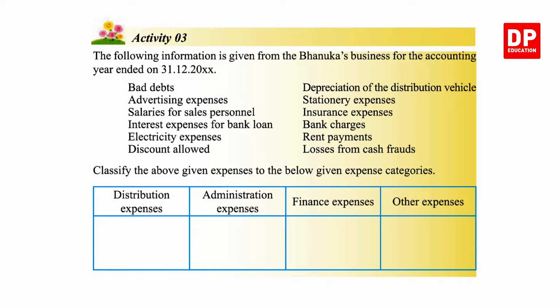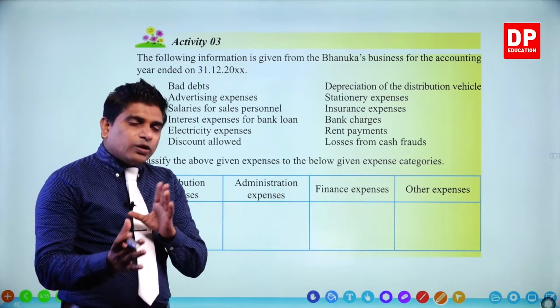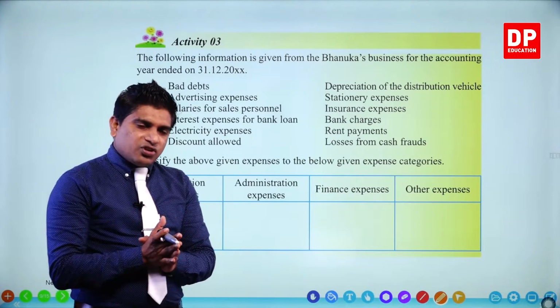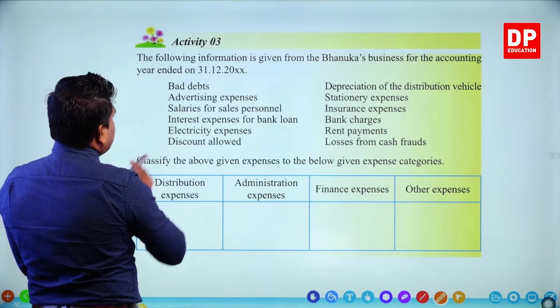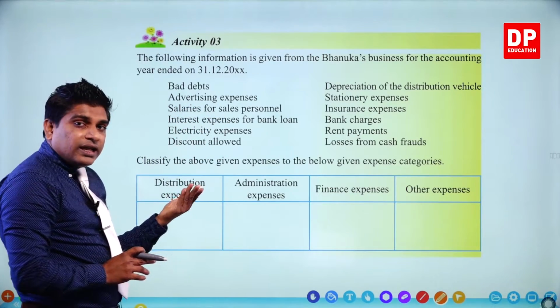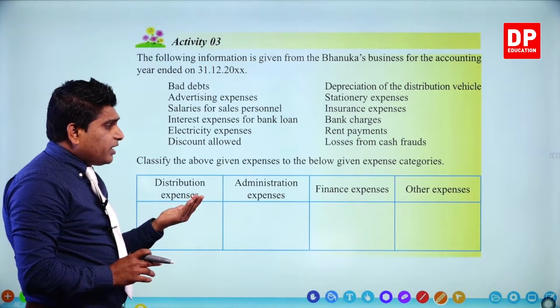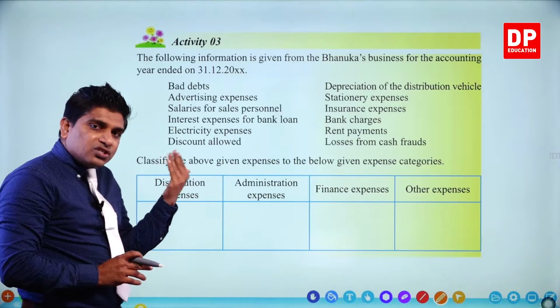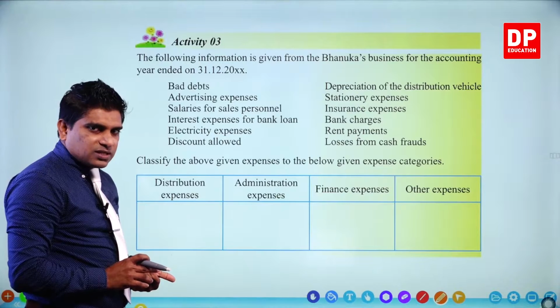Now activity 3. I think you understood well, so we can practice this activity. Then you can understand how to classify all the expenses. I put D to indicate distributing expense, A to indicate administration expense, F to indicate financial expenses, and O to indicate other expenses.